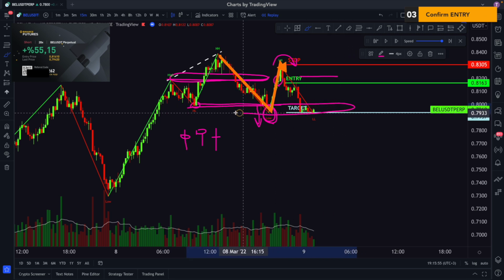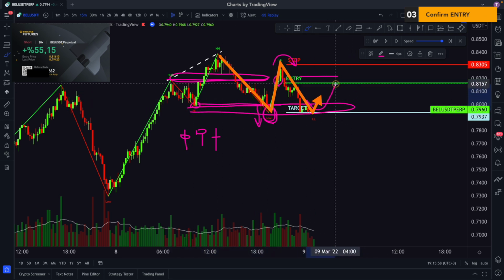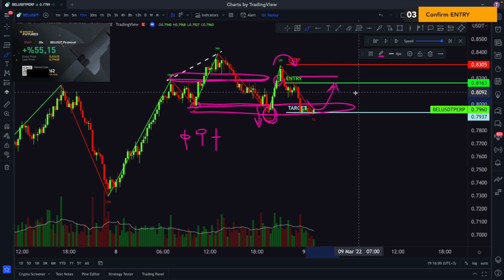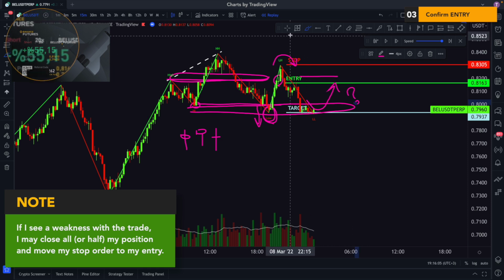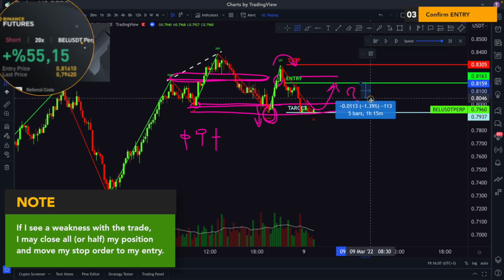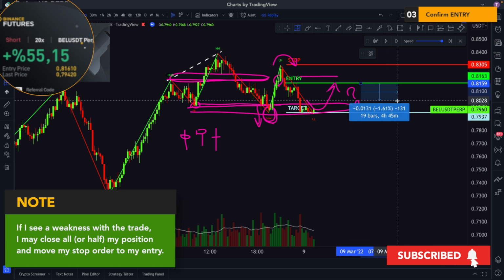This is important. I always watch my trades as much as possible. There is no rule that I'm gonna take my profit at 2R. I may close the position early if I see a weakness with the trade.